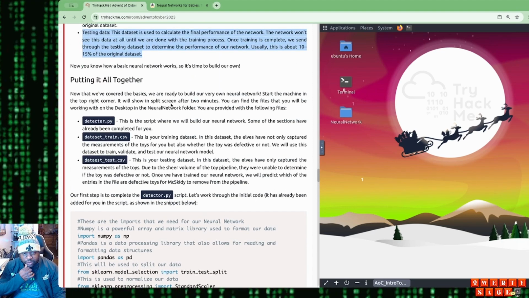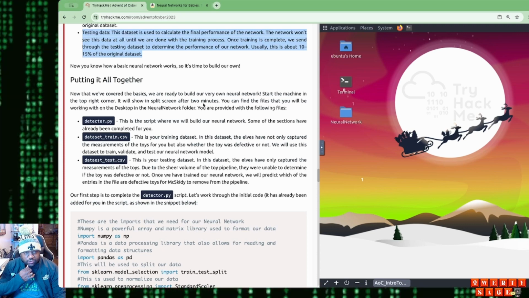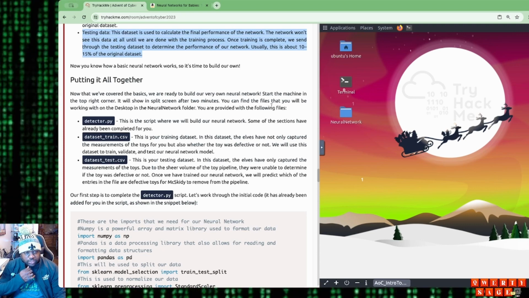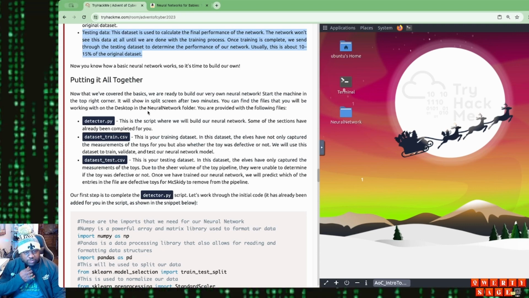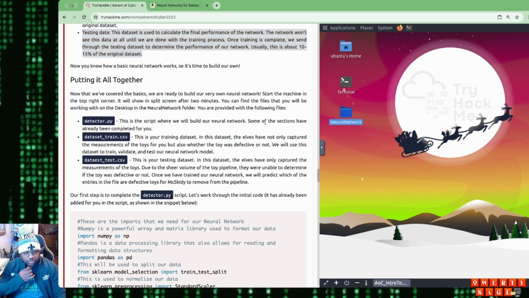We'll put it all together. Start the machine, show it in split screen after 2 minutes. You find the files you need on the desktop in the neural network folder.